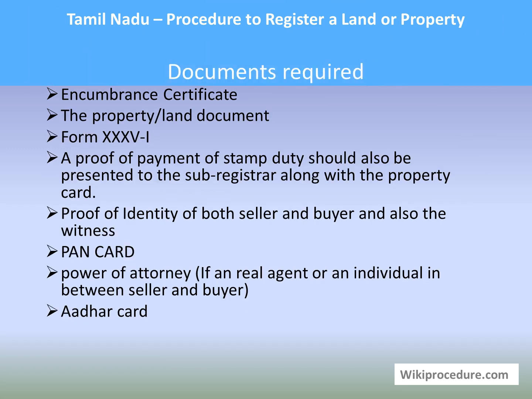Documents required: encumbrance certificate, the property or land document from the seller, Form 35(1). A proof of payment of stamp duty should also be presented to the sub-registrar along with the property card. Proof of identity for both seller and buyer and also witnesses, PAN card. Power of attorney if any real estate agent is involved between the seller and the buyer, Aadhaar card.